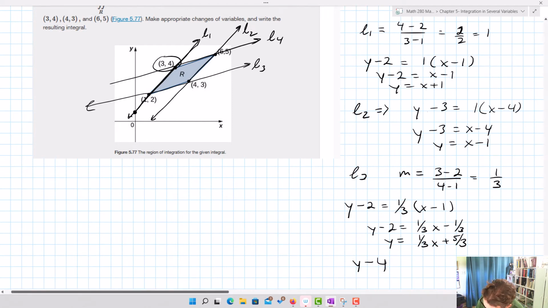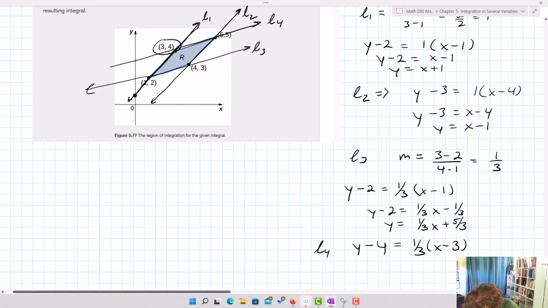We'll take this point, 3, 4. y minus 4 equals 1/3 times x minus 3. And so that means that y minus 4 equals 1/3 x minus 1. So y equals 1/3 x plus 3.